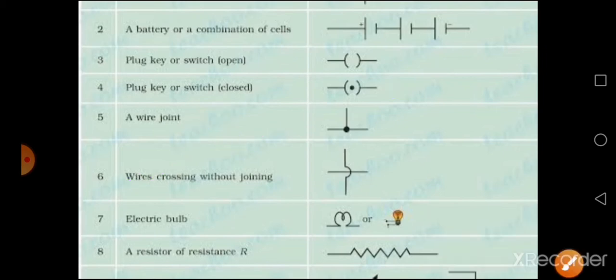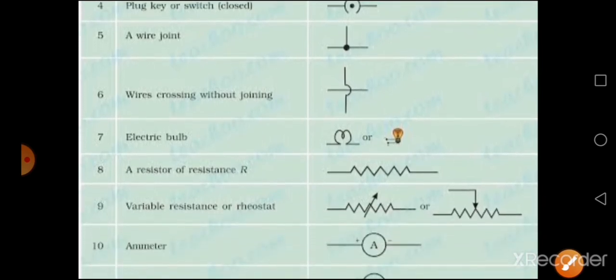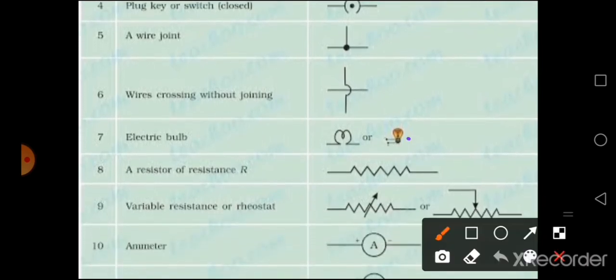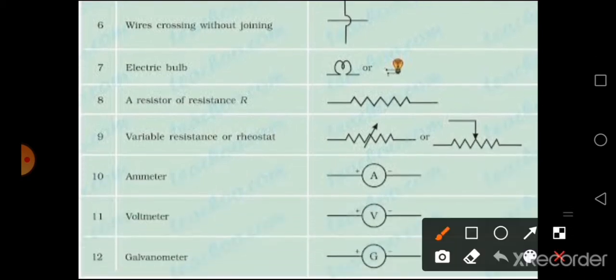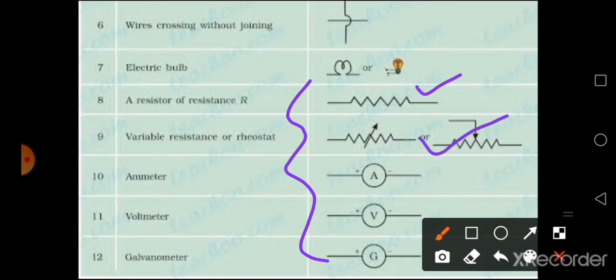Now you have wire joined and wire crossing without joint. Here you have the symbol of an electric bulb. The remaining ones, starting from here, are very important for your lab practicals. This is a resistance. You only have to remember the resistance symbol whenever you see the diagram. Now the rheostat or variable resistance is very important. Ammeter, voltmeter, galvanometer: these three have a positive end and also a negative end.